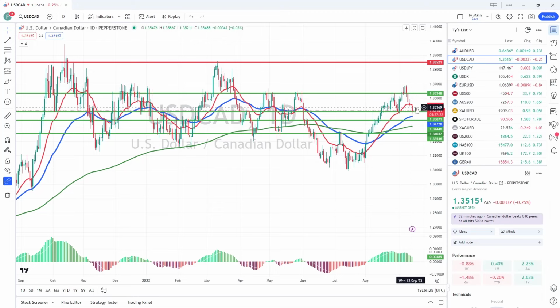But I would be very mindful, though, at this level that we would expect some sort of support or at least a rebound. So just be careful shorting any further than this until it actually does break through. Once it does break through the 135 and starts testing it from below, that's a different story altogether. Then we'll be looking to the next level of support.